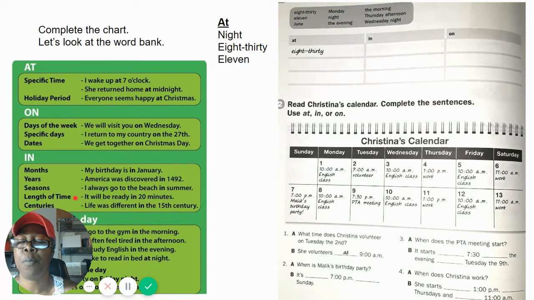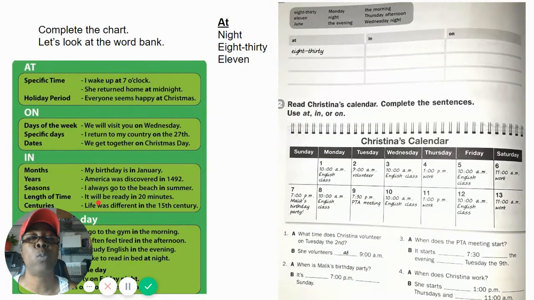Also, when you're talking about a length of time, so, minutes, hours, it will be ready in 20 minutes. Dinner will be ready in 20 minutes. When your kids say, "Oh, I'm hungry. When is dinner?" Okay, oh, dinner will be ready in 20 minutes. Dinner will be ready in 2 hours. Okay. And then also centuries.